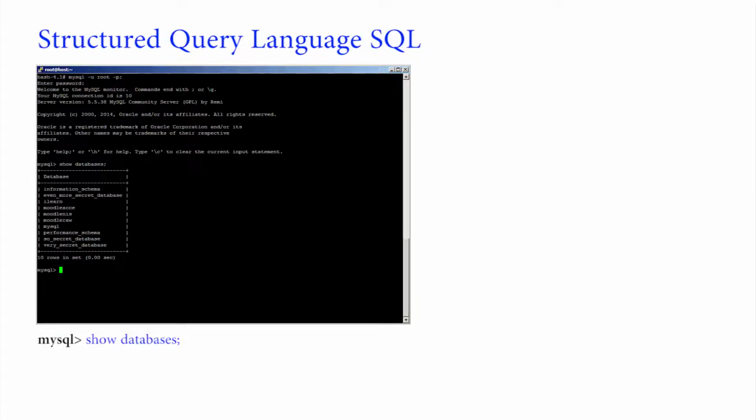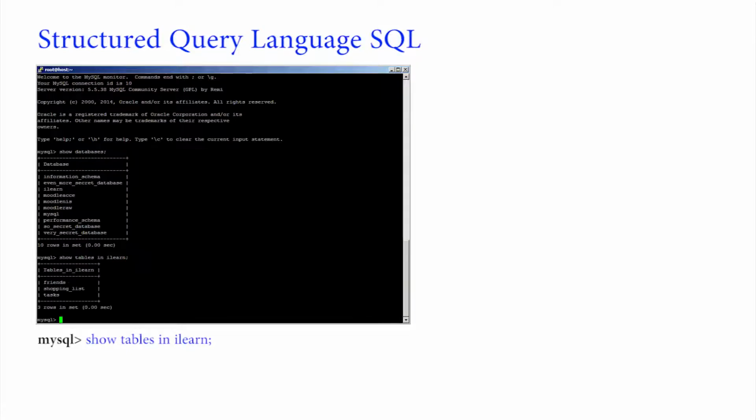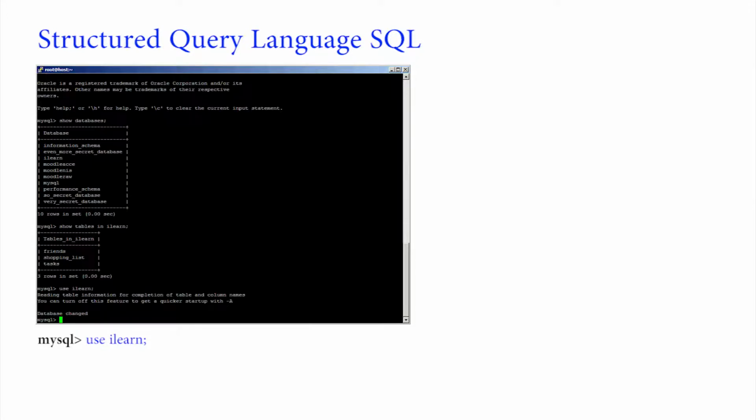We need to see the tables in the ilearn database. How is this done? Luckily SQL is easy to learn, so we can simply ask show tables in ilearn please. MySQL replies displaying these three tables in the ilearn database: friends, shopping list and tasks. We can ignore all of the other databases in the system and concentrate on ilearn by entering use ilearn please. The system confirms this by replying database changed.